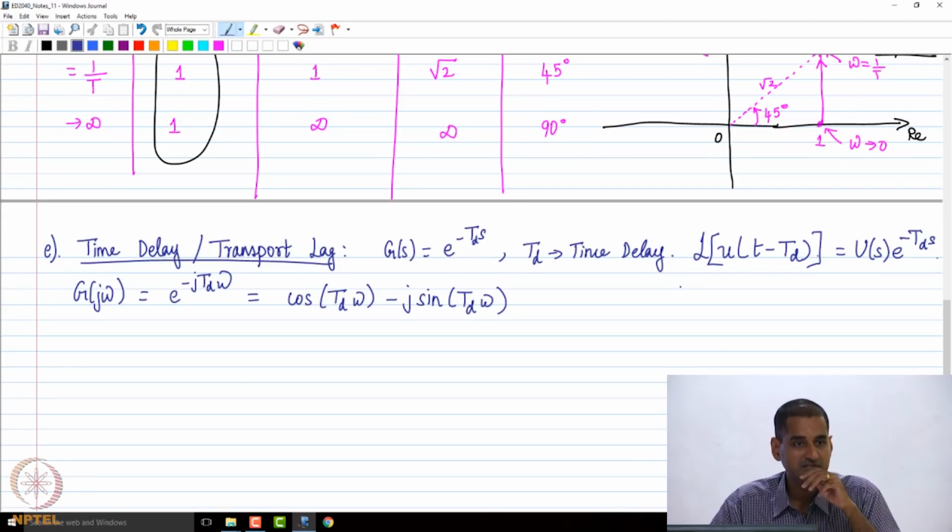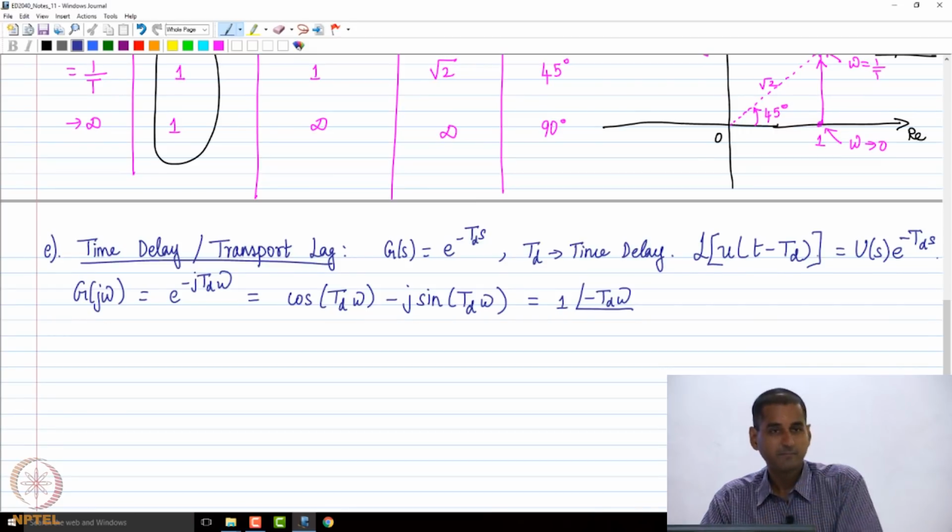I'm just using Euler's relation. And then what can you say about its magnitude? 1. Phase? Minus T_D omega, correct? Do you agree? Anyway, I need not have even written the imaginary and the real part. I can just observe the exponential function itself. This is just a complex exponential, and the exponent doesn't have any real part. Pure imaginary exponent, so you can immediately get this.